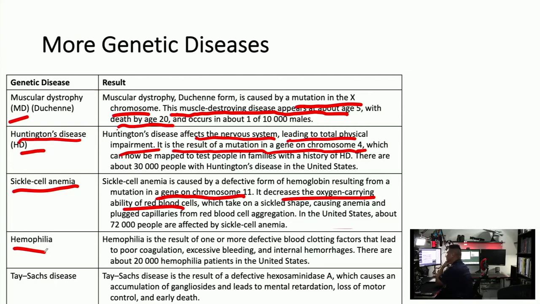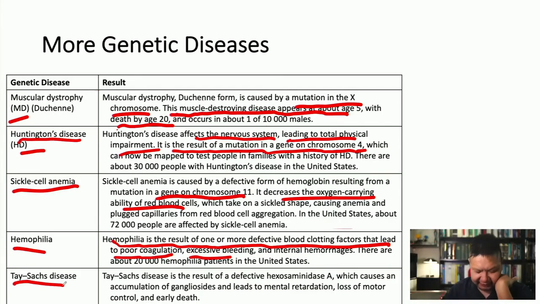Anyway, there's hemophilia. There was a Russian prince, Nicholas the Great, was that him? He had a son that had hemophilia. So hemophilia results in one or more defective blood clotting factors that lead to poor coagulation, so excessive bleeding, right?